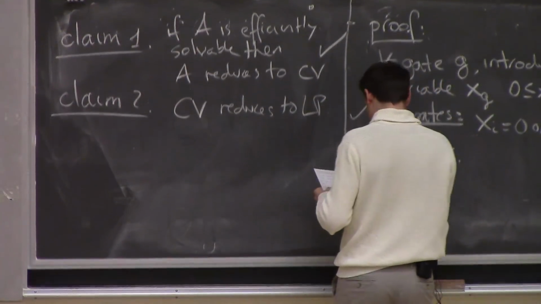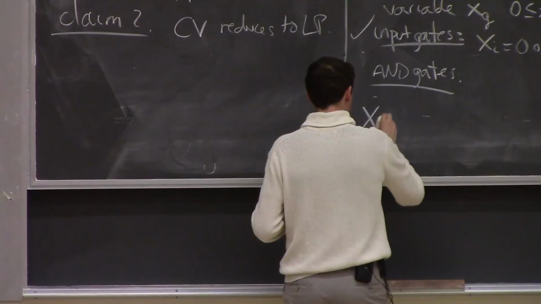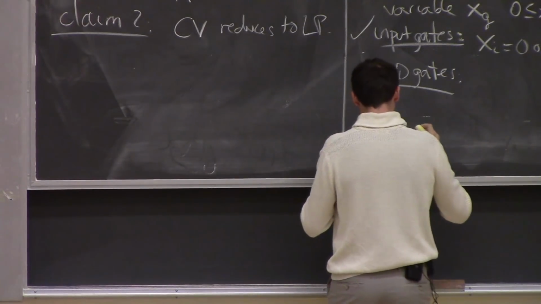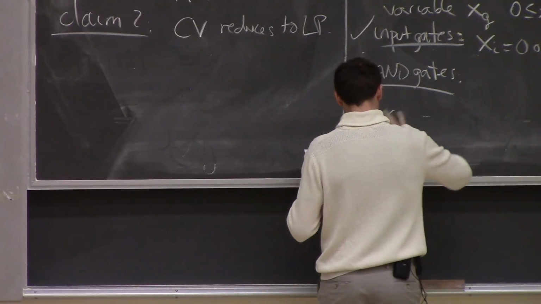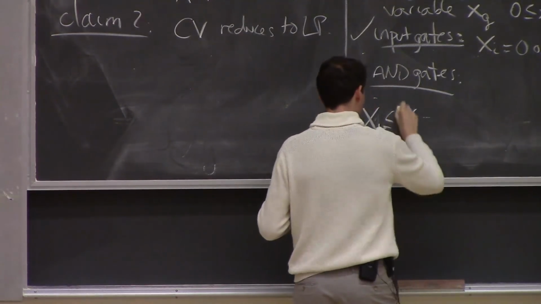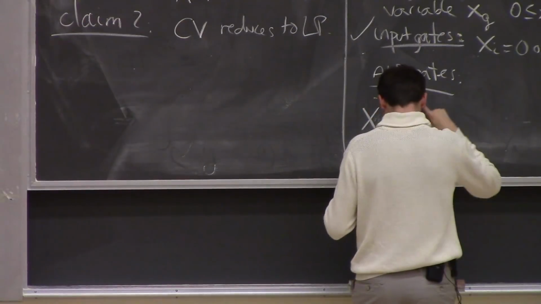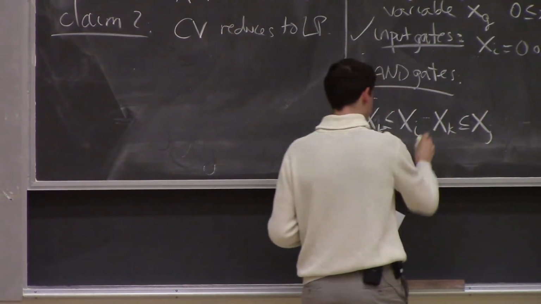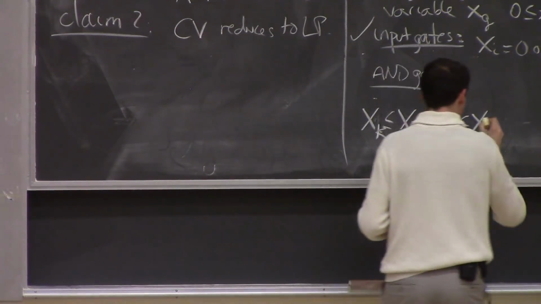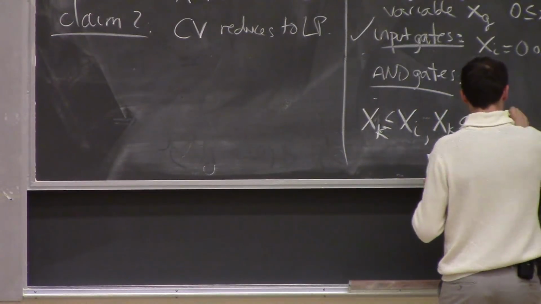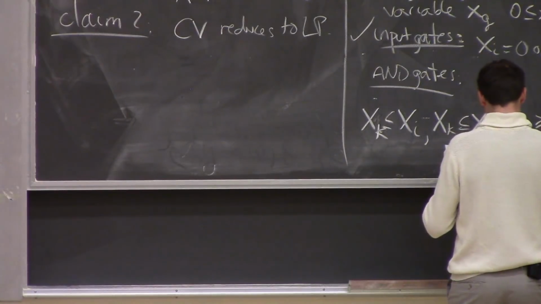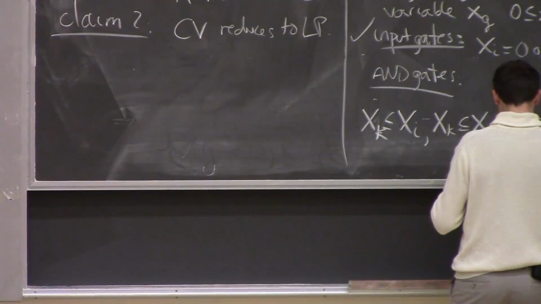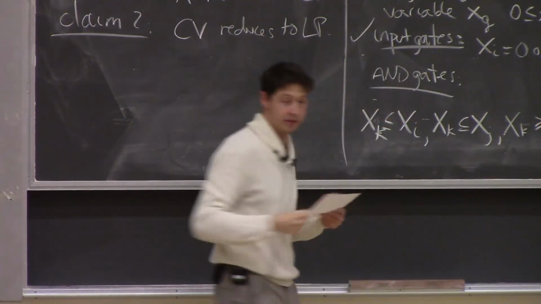AND gates, so here's a way to do it. You're going to say that x_k is at most x_i, that's linear. x_k is at most x_j, that's a second constraint, also linear, okay? And then we're going to say that x_k is at least x_i plus x_j minus 1.